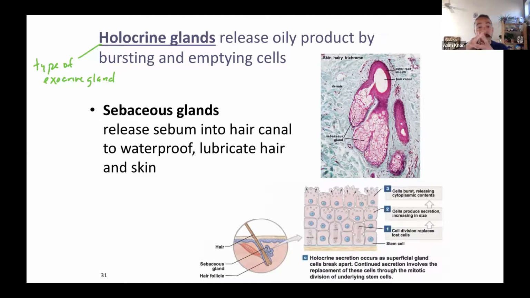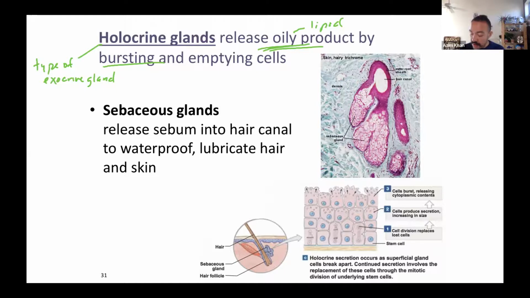This is where the whole cell just dies. I'm being dramatic here, but when I say it bursts, it doesn't like explode. It bursts as in like the cell membrane breaks and everything inside of it, including the whole cell itself, just gets released. So this is especially oily, high amounts of lipid. The main example that we're going over are sebaceous glands.